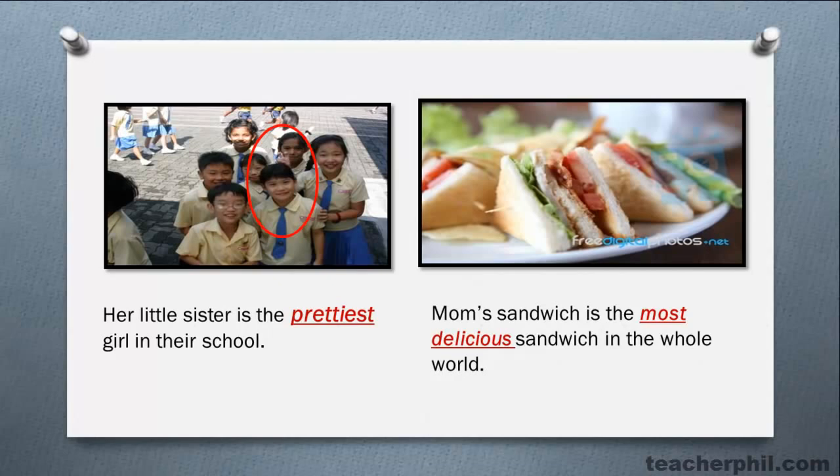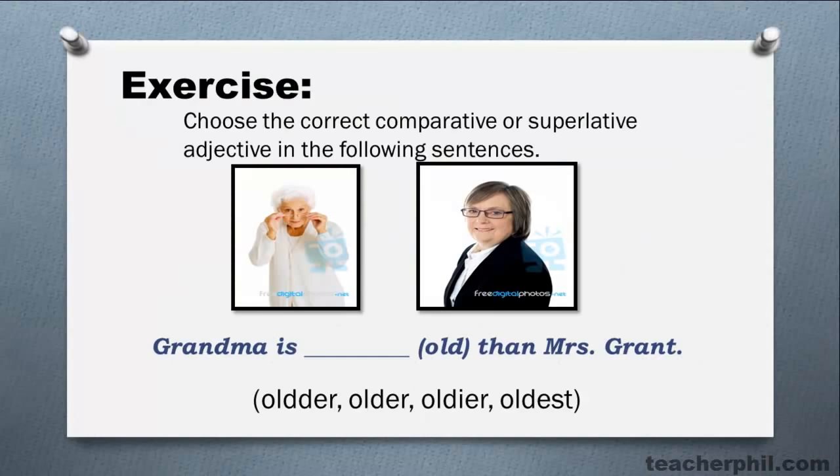Let's go now to our exercise. Choose the correct comparative or superlative adjective in the following sentences. Take note of the correct spelling. The first one, Grandma is blank than Mrs. Grant. The adjective is old.